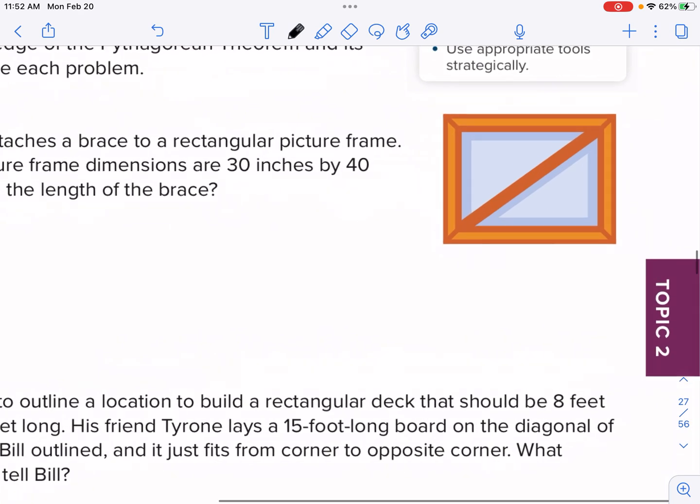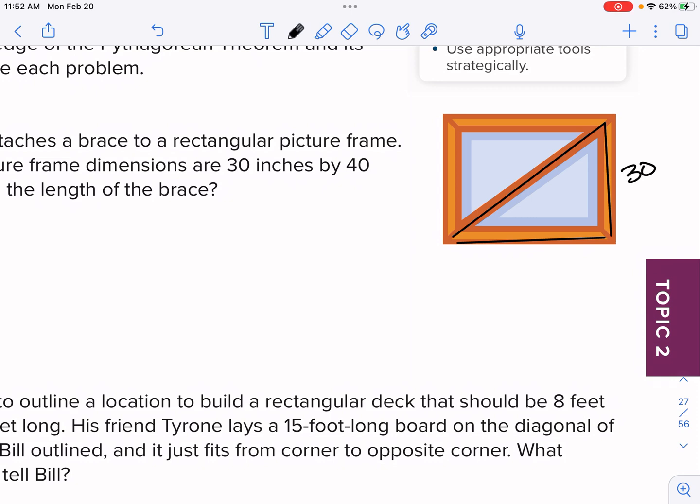So, this right here is the brace. We'll draw that line. And we're saying that the side lengths are 30 and 40. Now, one of them is 30, one of them is 40. We're going to say the one that looks like the shorter side is 30, this one is 40. This other one we'll just say is C. We don't know what that is for now. But how long does that have to be so that that picture frame forms some type of right angle? Otherwise, it's going to be slanted, and a picture might not be able to fit in this frame.